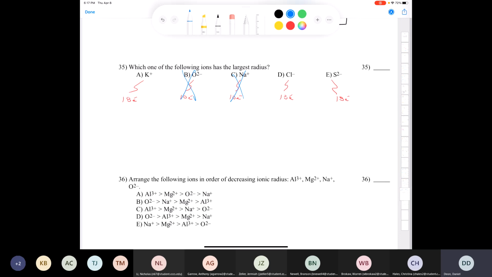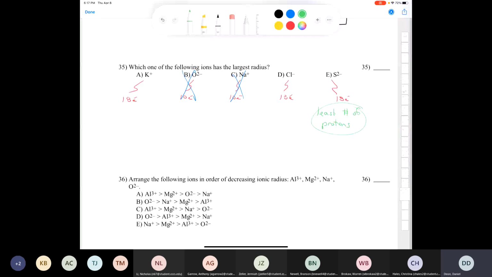But what do we know? We know that sulfur, out of all of these, has the lowest atomic number. That means it's got the lowest number of protons, so least number of protons. And if it has the least number of protons in the nucleus, that means it's got the least amount of positive charge trying to rein in those 18 electrons. So if it has the least amount of positive charge trying to pull in those electrons, that means they're going to be further away from the nucleus. And so the sulfide is going to have the largest radius.